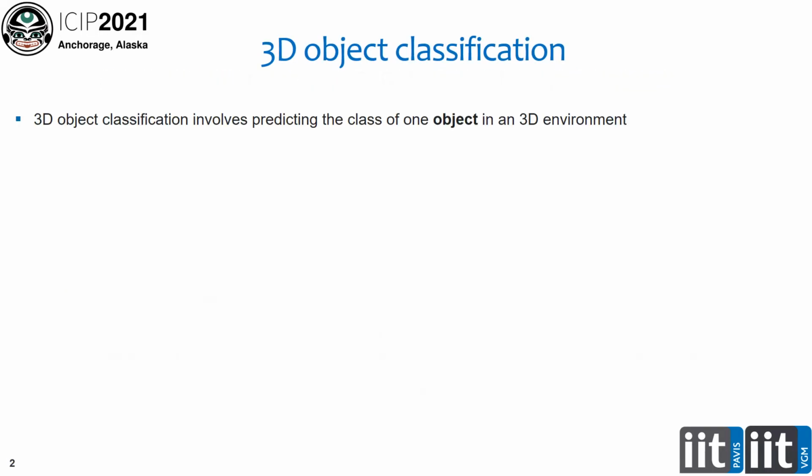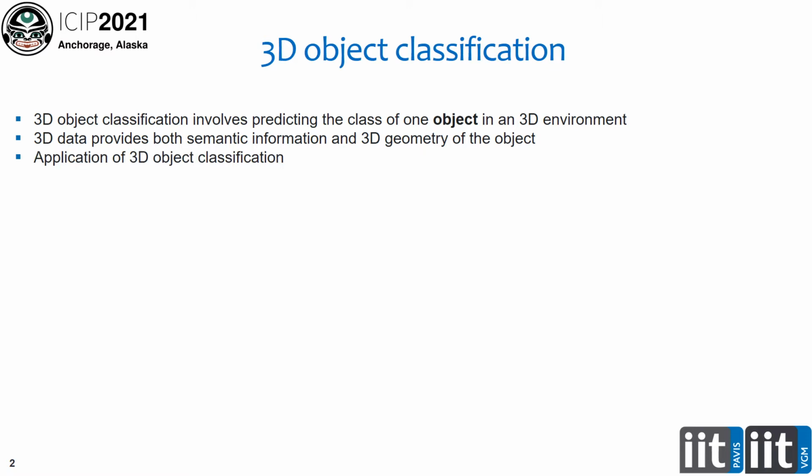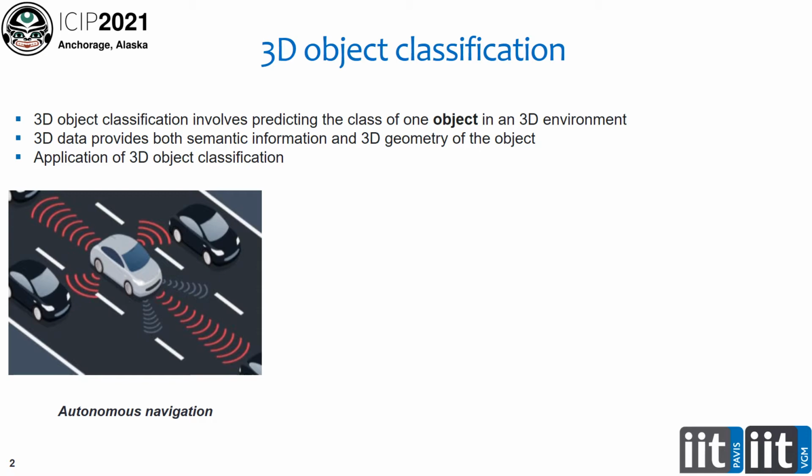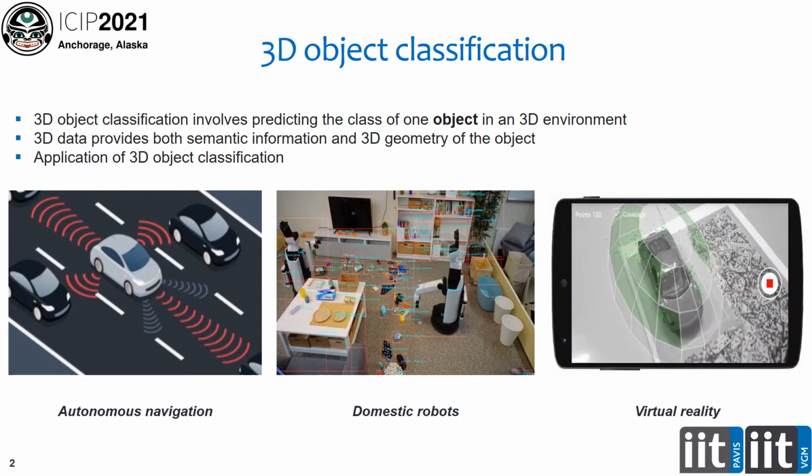3D object classification can be defined as predicting the object class label in a 3D environment. The problem of recognizing an object in 3D has gained increasing research attention since 3D data provides both 3D geometry and semantic information of the object, and it has an essential role in various real-world applications such as autonomous driving, domestic robots, and virtual reality.